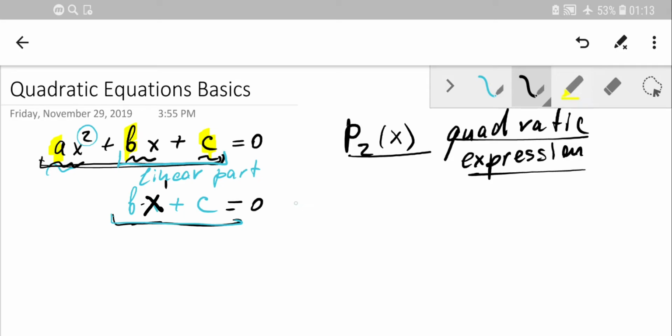So this is the linear part, and what makes your quadratic equation quadratic? Of course, the leading term. Basically, it's the extra that you add to the linear part.